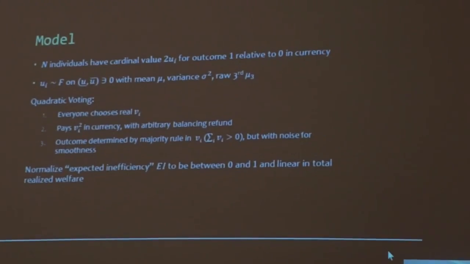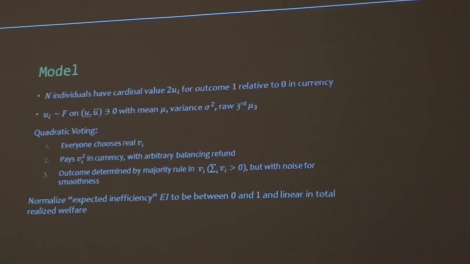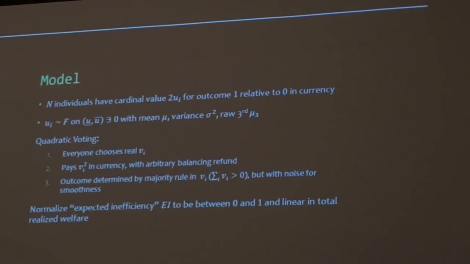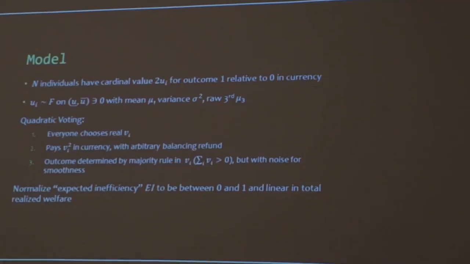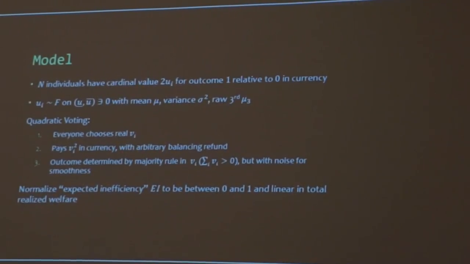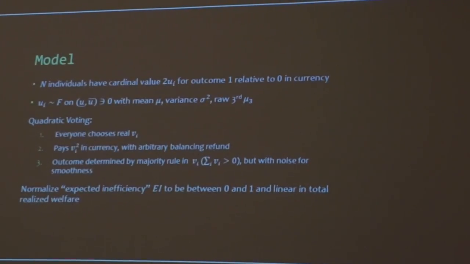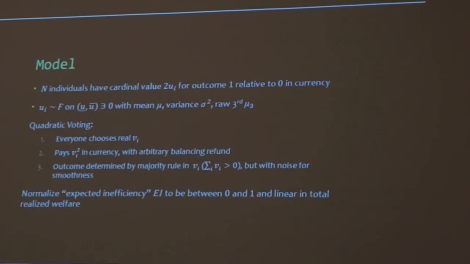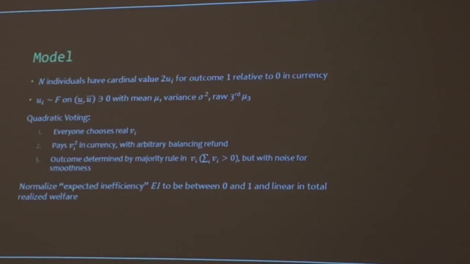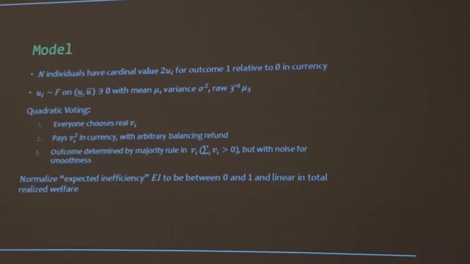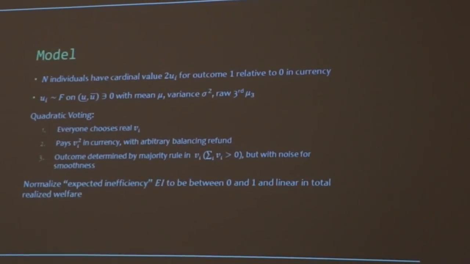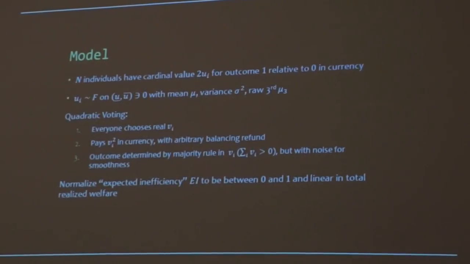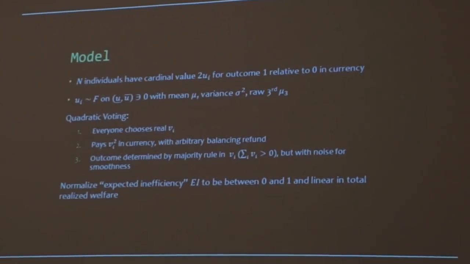Constants are nice, and u is just what the mean would be, with f being what the most efficient outcome would be. This is just assuming that your utility is whatever it is, u_i, because there are 10 people voting. The whole model of quadratic voting, the proof here, is that if the cardinal value is 2u_i, and really it could be 2u, the constant value, we could kind of drop off.